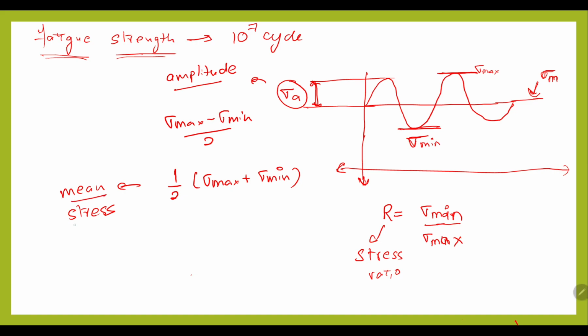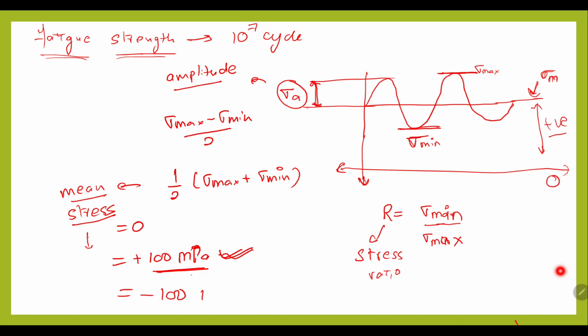And other things like this mean stress also have a very significant role in the fatigue life. For example, if this is 0, then this mean stress is positive, and if the mean stress is positive, then fatigue life will decrease. Like if you have the mean stress as 0, and if you have a mean stress of something like plus 100, the fatigue life will be lower in the 100 megapascal one. And similarly, if the mean stress is negative, or the mean stress is compressive, then the fatigue life will be higher.